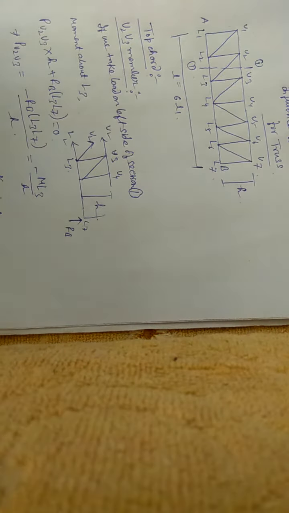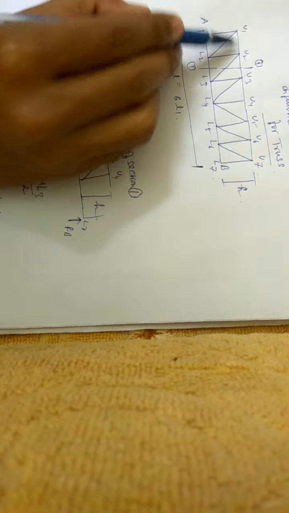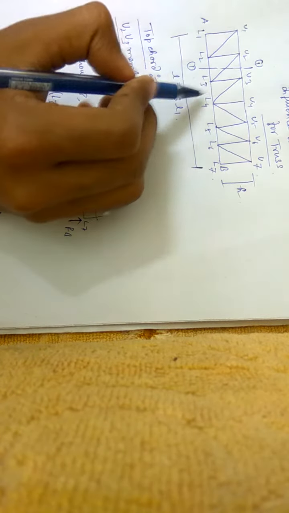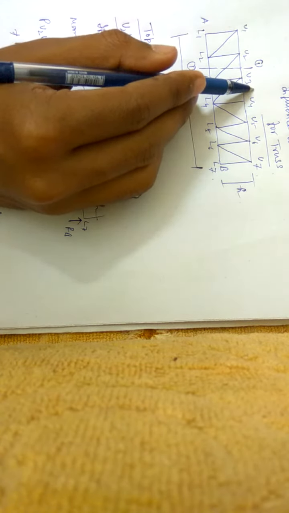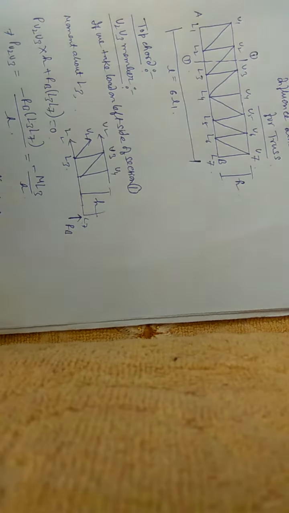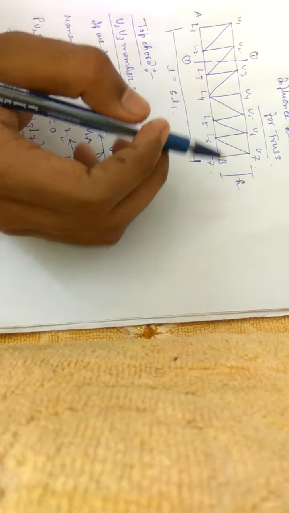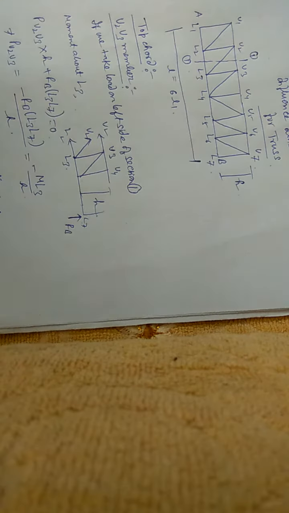By the same process, we can calculate the value for U3, U4, U1, U2 by taking the method of section at any part. This is the way how to find. I just calculated for only U2, U3. You can calculate for U3, U4, U1, U2. It will be the same. The process is exactly the same. This is for a top chord.